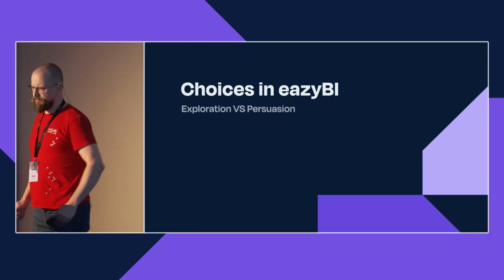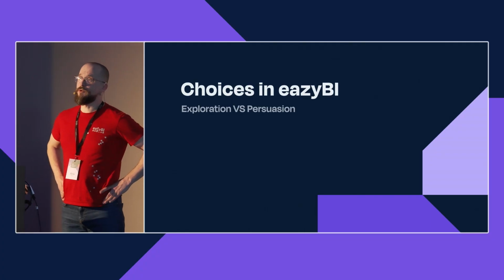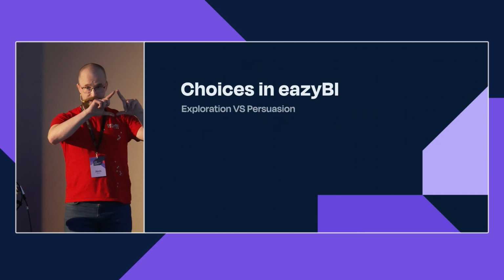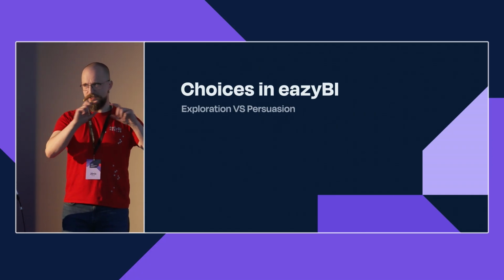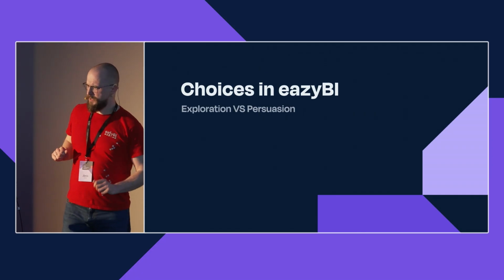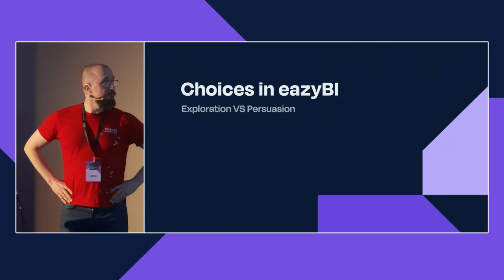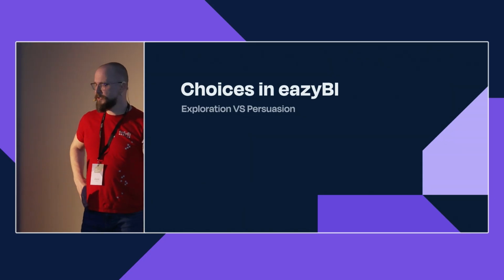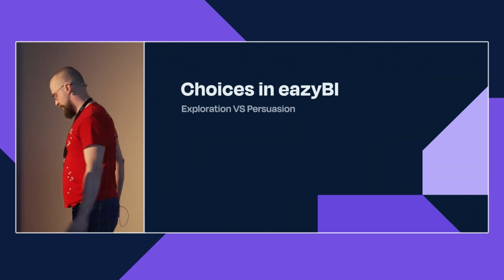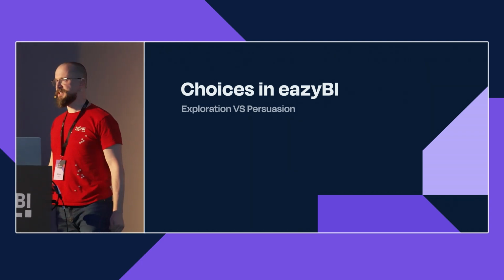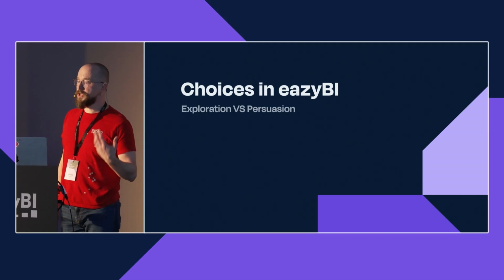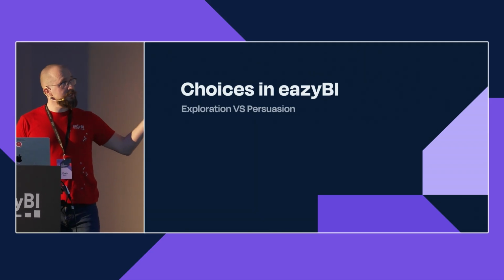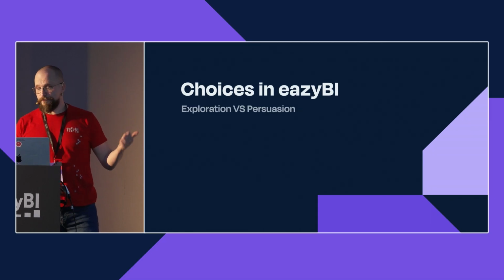And when you find it, well, then you switch to persuasion. You try to present it to people like, this is what I found. This is what I want you to look at. And well, it says eazyBI. The BI means business intelligence, and that means exploration by default. This is, you are looking for something. So it is sometimes hard to get away from that.